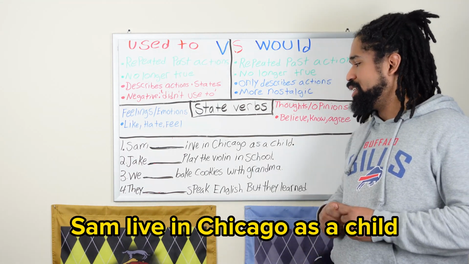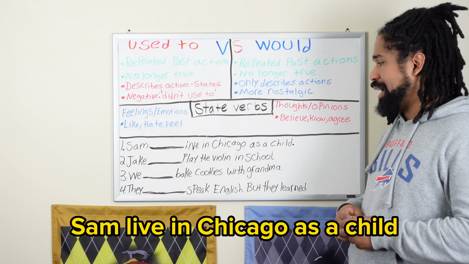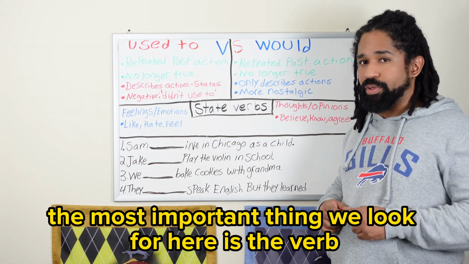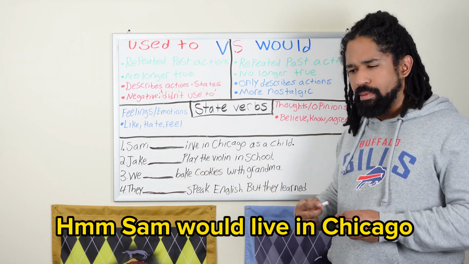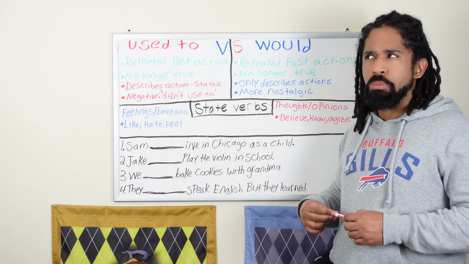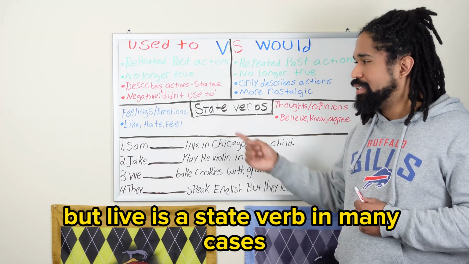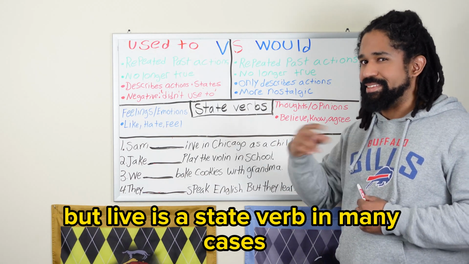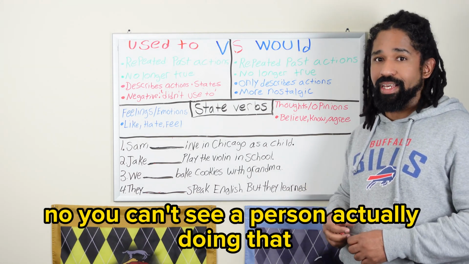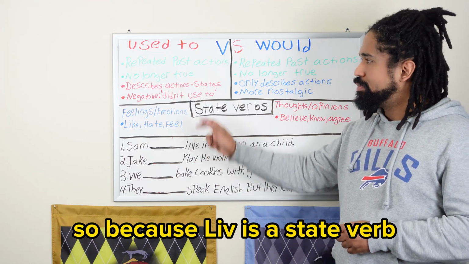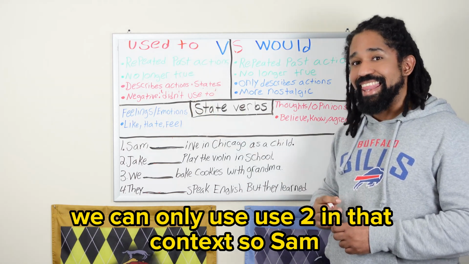Sam lived in Chicago as a child. The most important thing we look for here is the verb after the gap. We have live. Sam would live in Chicago. I mean, it sounds okay, but live is a state verb in many cases. Can you see a person living? No, you can't see a person actually doing that. So because live is a state verb, we can only use used to in that context.